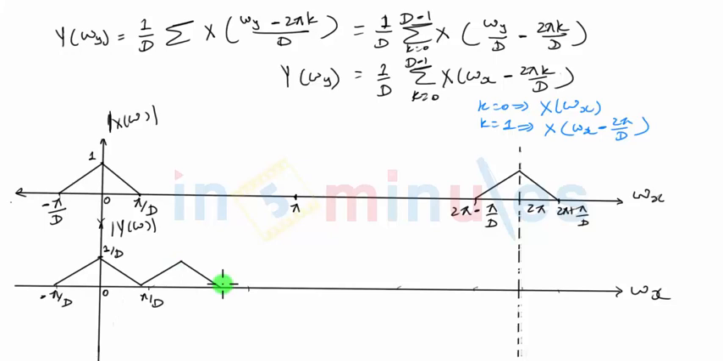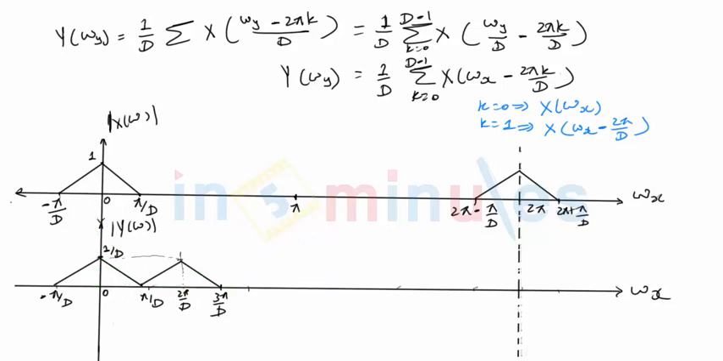This is how the next spectrum in Y of omega will look. The midpoint to which the 0 point will shift will be 2 pi by d, because it shifts by 2 pi by d, and this pi by d point will go to pi by d plus 2 pi by d, so this will be 3 pi by d. Even this spectrum value will be equal to 1 by d. Now if you go on putting values of k, you will go on getting repeated versions of the original spectrum in Y of omega.